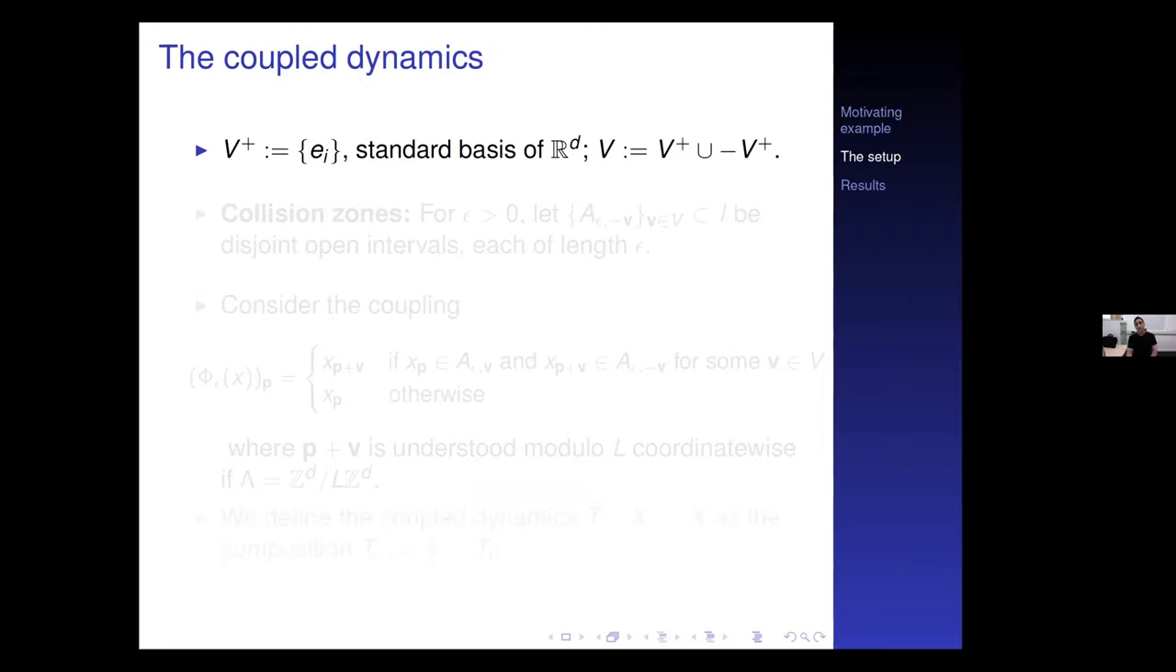Okay, so now I'm going to start introducing the coupled dynamics. I'm going to denote by V star the standard basis of R^d. Here I want to label collision zones by elements of this set.